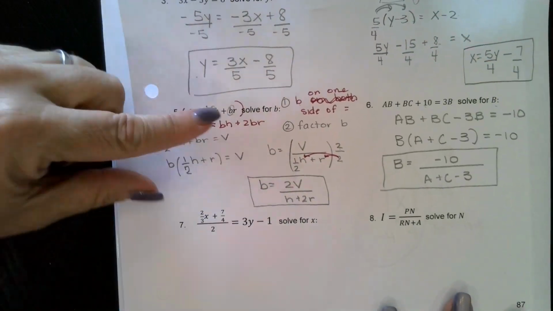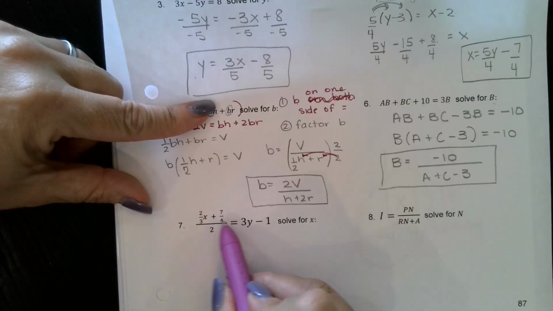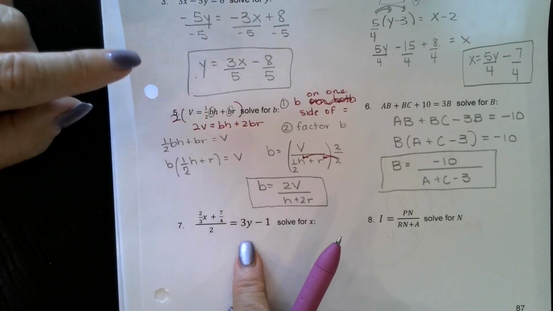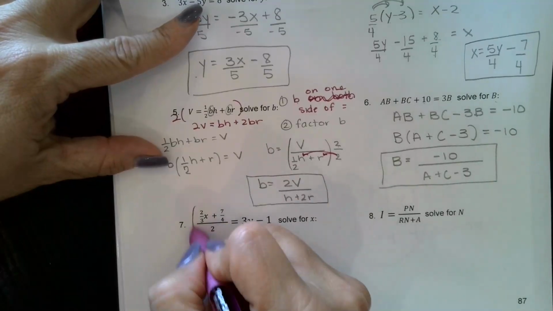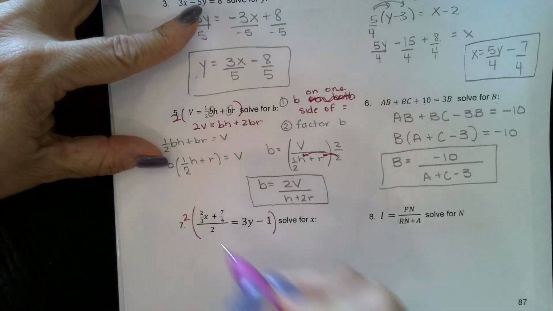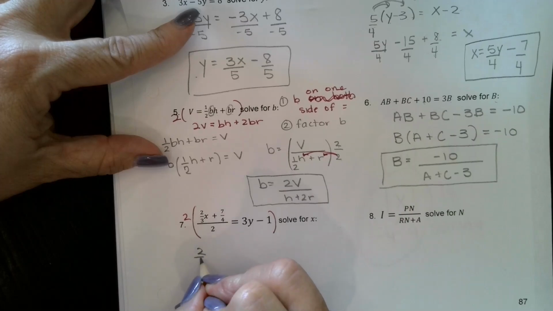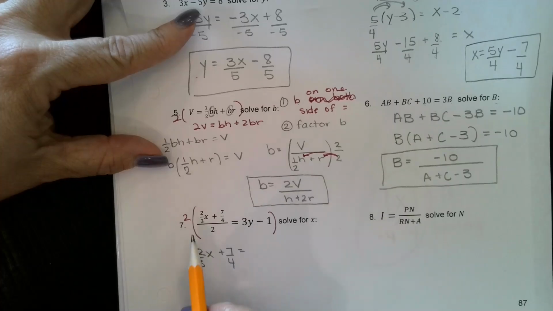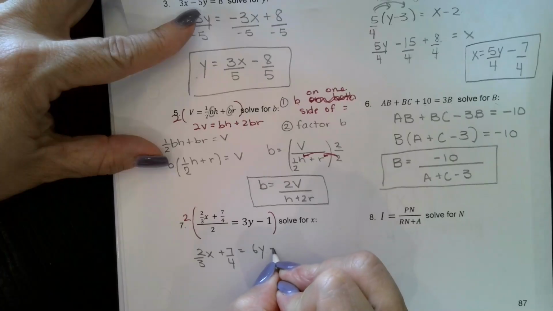Okay, if we look at number 7, because I have this fraction, I'm going to follow my rule that I did up here with number 5, and I'm going to start by multiplying everything through by this 2. So if I multiply everything through by the 2, then the fraction on this side is going to go away. So I end up with 2/3 x plus 7 over 4. And then I distribute this 2 to everything on the other side, so I would have 6y minus 2.